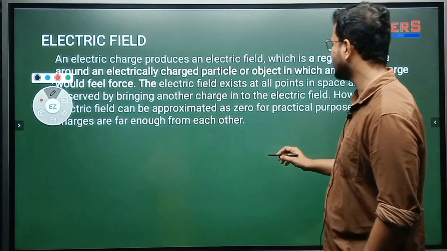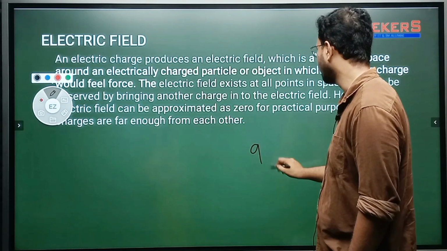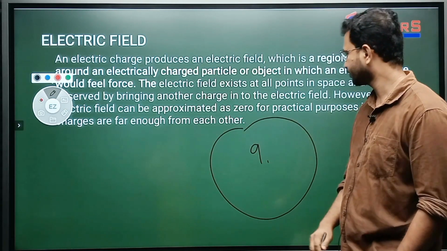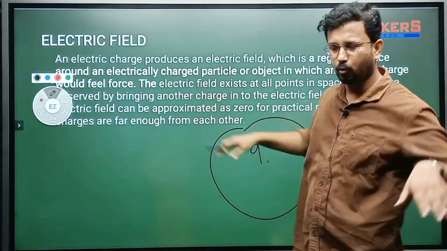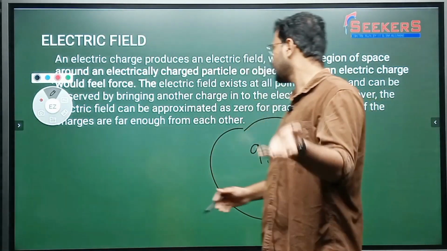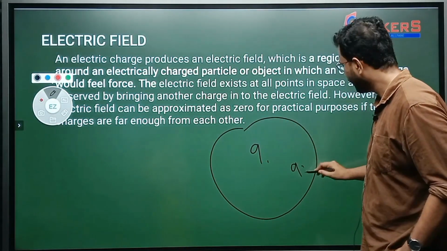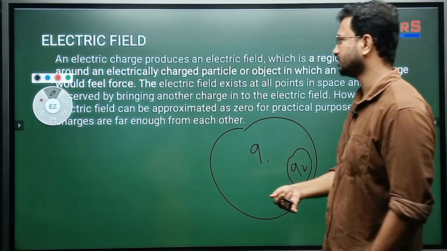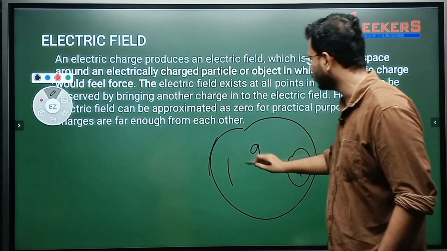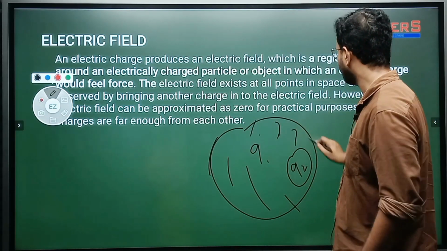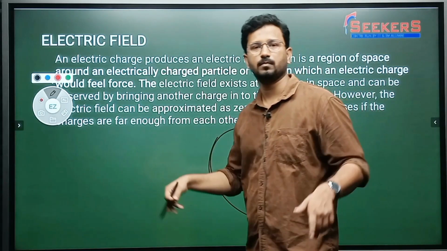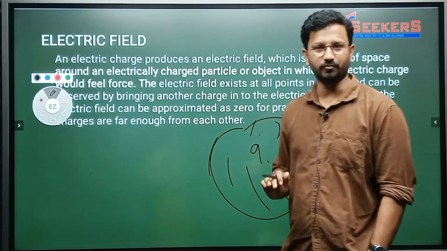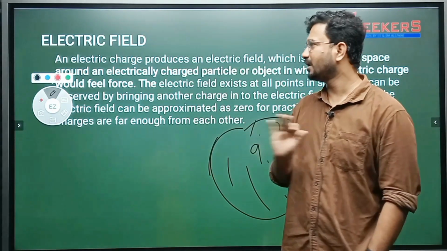Electric field means basically if you keep a charged particle Q1 here, it has its own area, its own territory. If you keep another charged particle, suppose Q2, in its area, this charged particle Q2 will experience a force. So it becomes the field for Q1. It means its area, its kingdom. If you keep another charged particle in its kingdom, that charged particle will experience force. That's the electric field.